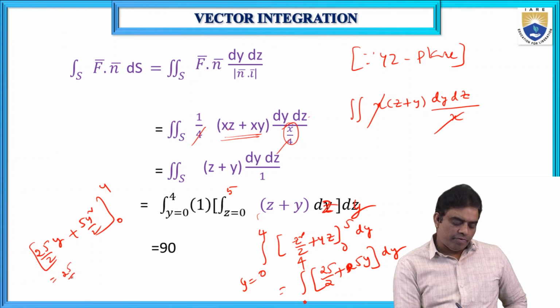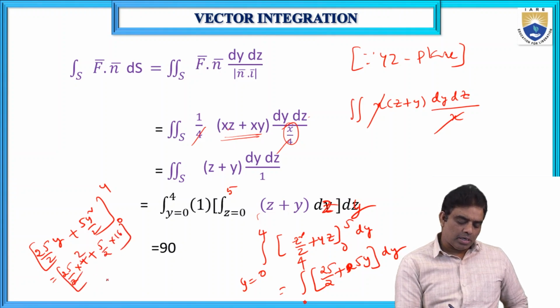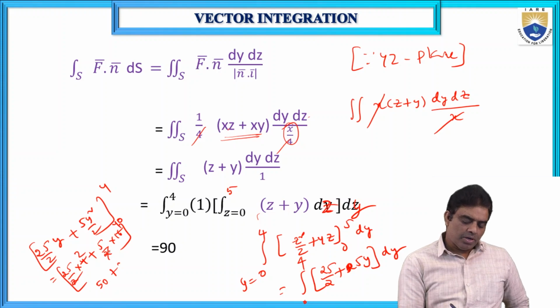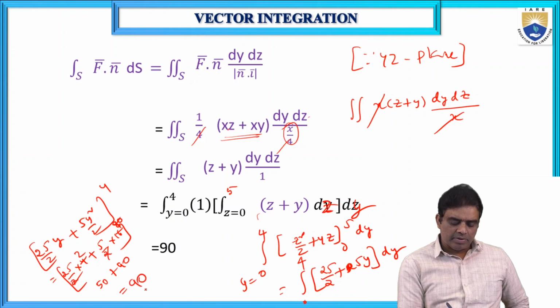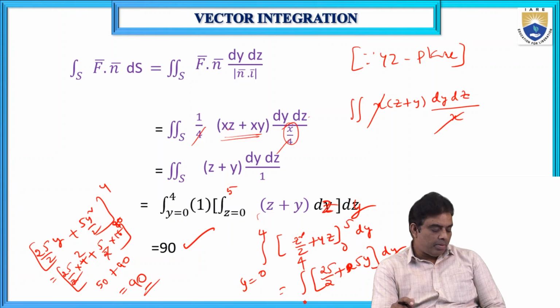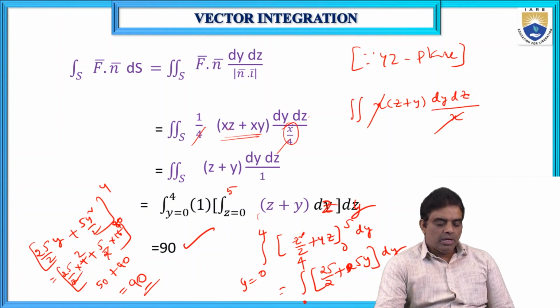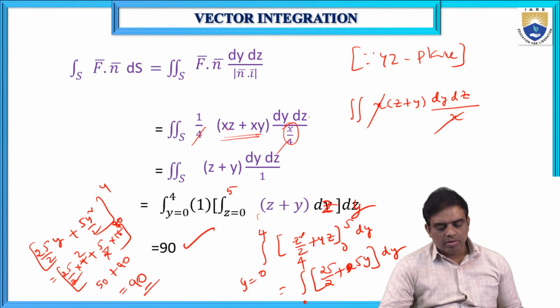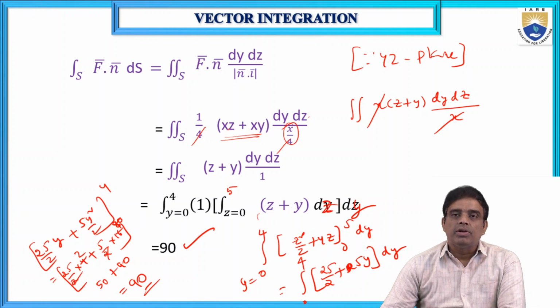That is 25 by 2 into 4 plus 5 by 2 into 16, with the lower limit zero. So 2 2s are 4, 25 2s are 50, plus 5 by 2 into 16, 2 8s are 16, 5 8s are 40. So 50 plus 40 is equal to 90. That is the required solution. Simplify the problem and get the value: 90 is the required surface integral value.